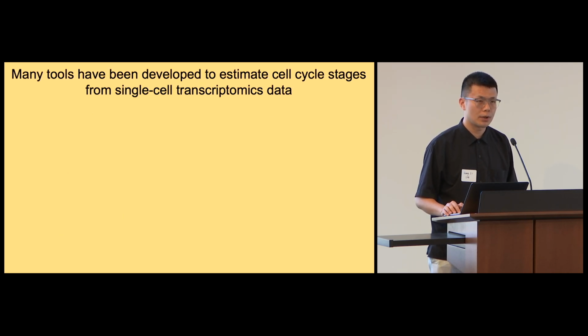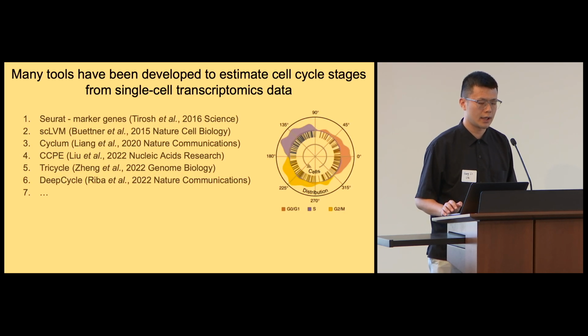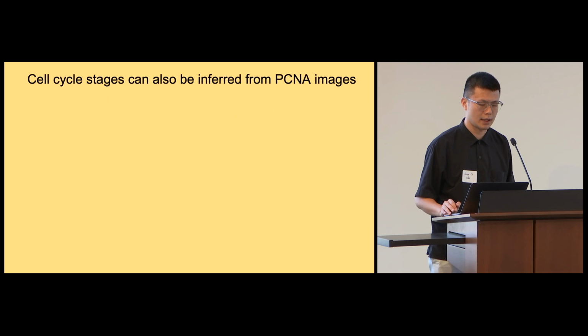And many tools have been developed to estimate cell cycle stages, particularly from single-cell transcriptomics data. Here I list 6 methods, but there are many more of them. However, a lot of the predictions from those methods don't agree with each other. This is one way to infer cell cycle stages, but we are going to focus on how to infer cell cycle stages from the image modality.